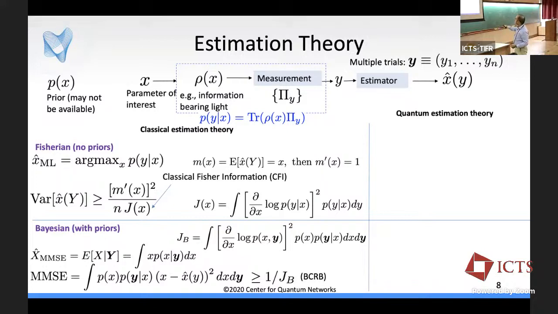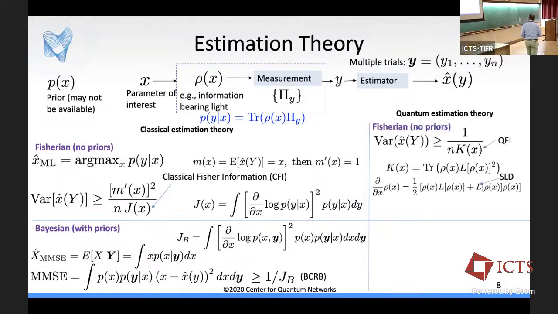But oftentimes we don't want to make a guess on this measurement, and quantum estimation theory tools, like the quantum Fisher information, can give you a Fisher-information-like bound without even having to talk about that measurement. And it automatically optimizes over all possible measurement choices. This is a common feature across all of these different quantum estimation bounds: the Holevo bound, the quantum Cramér-Rao bound, the Helstrom bound for minimum probability of error discrimination, and so forth. So in quantum estimation theory, again with the Fisherian point of view, where you don't have any priors, the Fisher information is replaced by the quantum Fisher information.